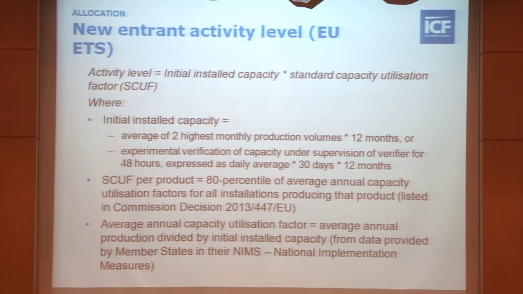And then you have a standard capacity utilisation factor. So at what level of the maximum capacity do we expect the production to run at? And this is determined by the 80th percentile of the average annual capacity utilisation factors for each installation making each product. And all this data was collected through what's called the NIMS, the National Implementation Measures process, where each competent authority requested data from each installation on their production, their products, their energy, their emissions, etc.